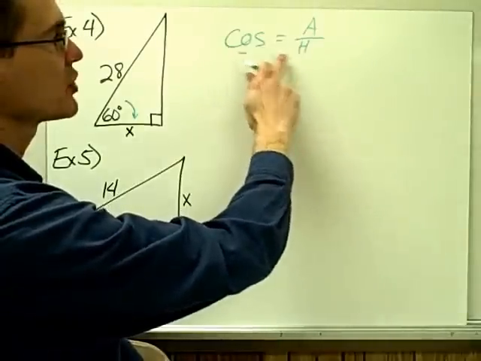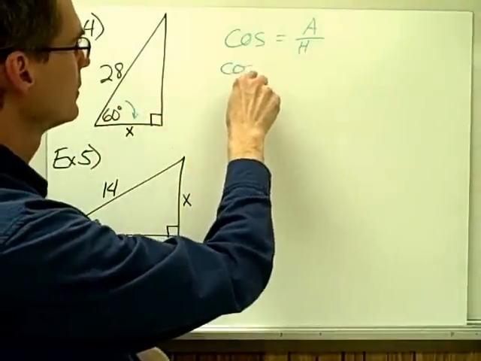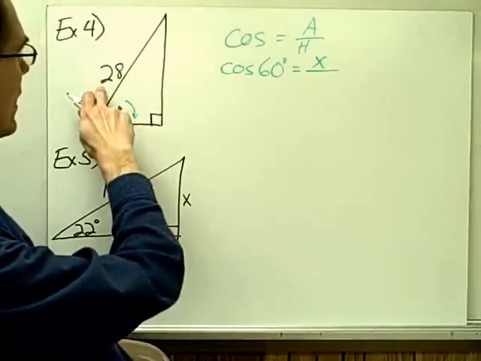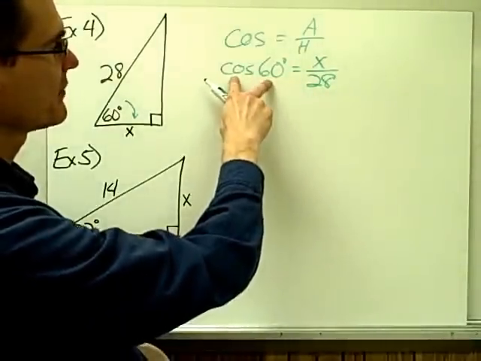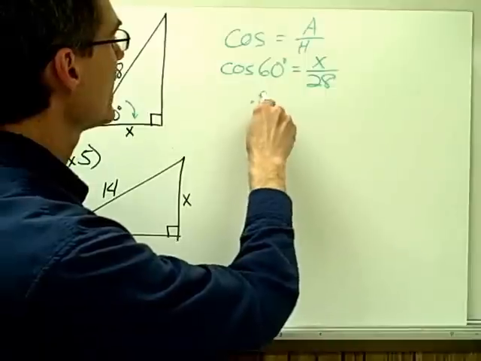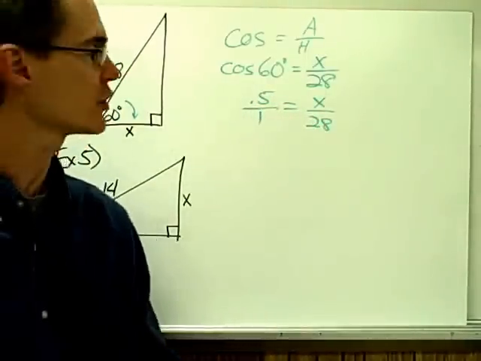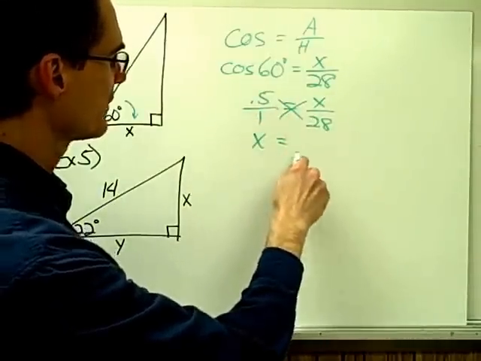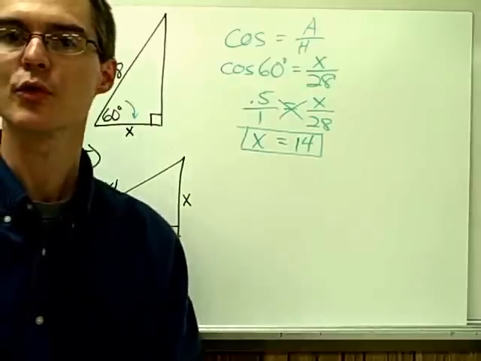After I write this down, I fill in the actual information I have in my triangle. The cosine of what angle? 60 degrees equals, adjacent is my X value, hypotenuse is 28. Now once again, I have a proportion. Let me find the cosine of 60 so I can write that number in. Cosine of 60 is 0.5. So I have 0.5 equals X over 28. Again, I put that 0.5 over 1 to make a proportion. Now I cross multiply and solve. 1 times X is X, and 0.5 times 28 is 14. And the value of X is 14 using my trig ratios.